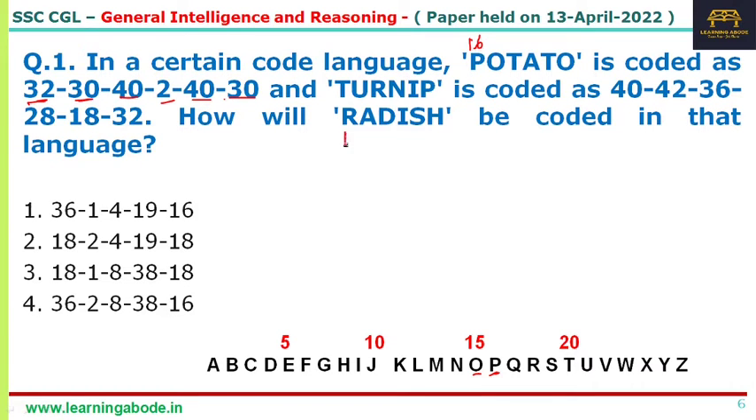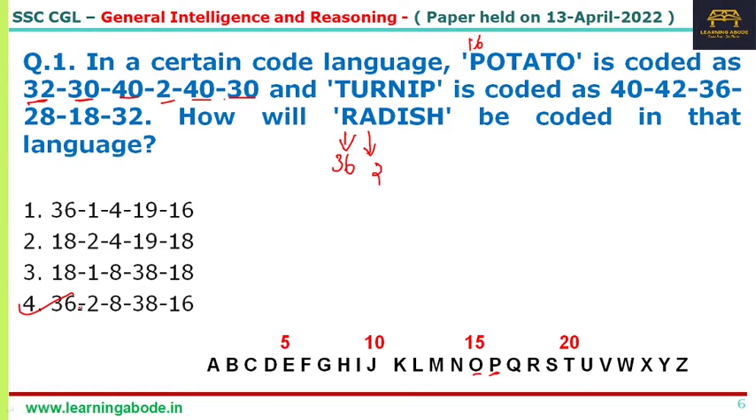Now you take a radish, 18, so that will be like 36, right? And then A is 1, now that will be like 2. That's all. Answer option 4 is the answer for this question. Answer option 4, 36, 2, 8, 38, 16 is the answer for question number 1.